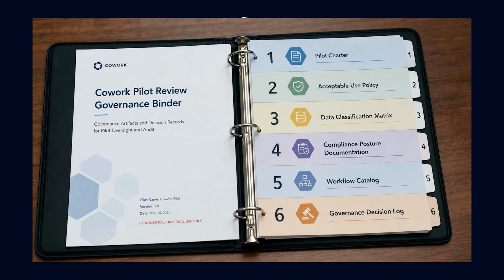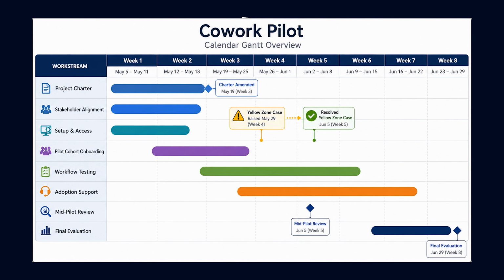The discipline that matters is keeping the documents synchronized with reality as the pilot runs. A pilot that amends the charter at week 3 but does not amend the AUP and the matrix to match has a governance documentation set that the executive review will not be able to interpret. A pilot that resolves a yellow zone case mid-run but does not log the resolution loses the evidence base for the go/no-go decision.